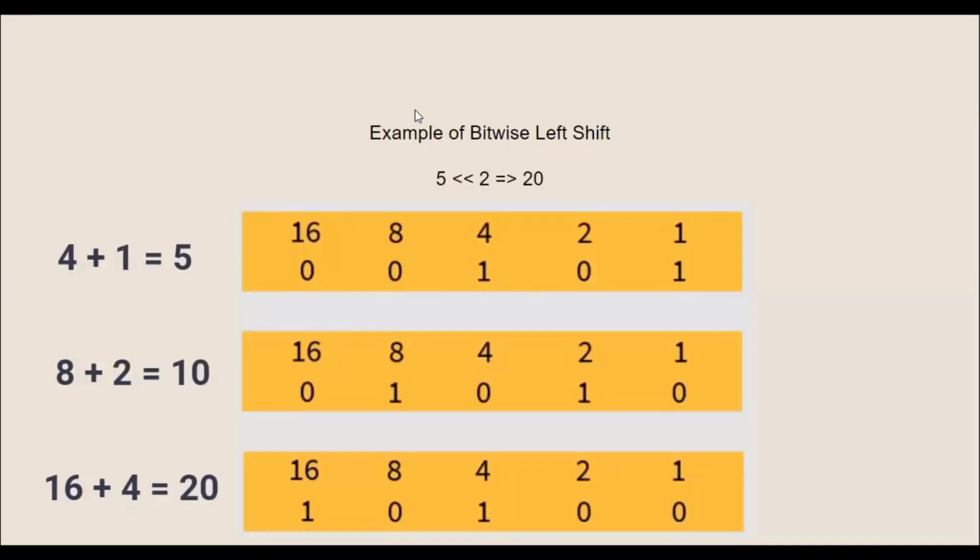Here we have considered the example 5 left shifted by 2 bits. So we got 20 as an answer. We can again see the same thing, like we have got 5. So 4 plus 1 gives us 5. So below 4 and 1 there are 1 1. So 1 0 1 0 0.